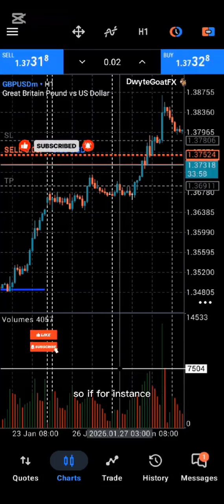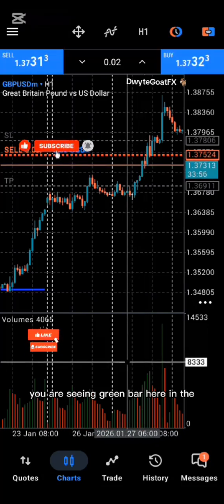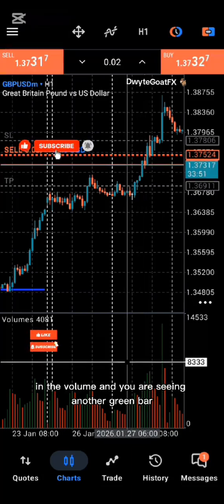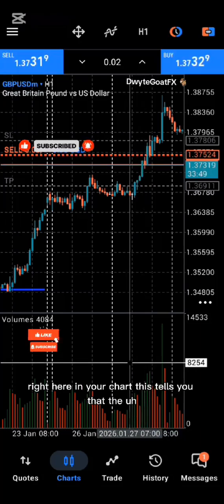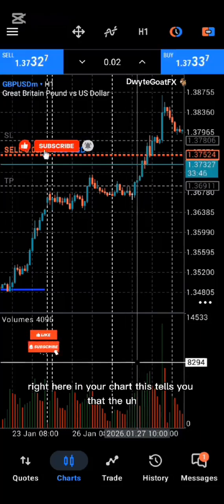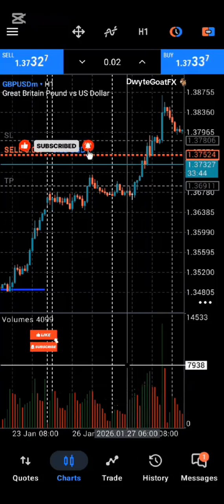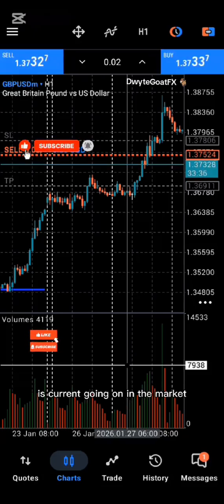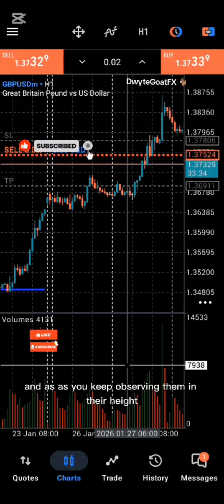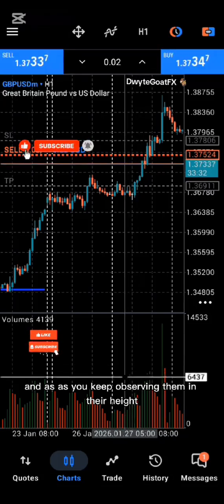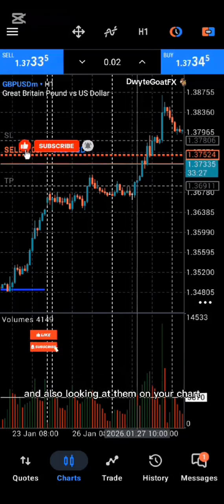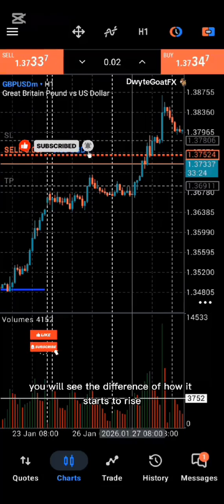So if for instance you are seeing a green bar here in the volume, and you are seeing another green bar right here in your chart, this tells you that the participation of both buyer and the seller is what is currently going on in the market. And as you keep observing them in their height and also looking at them on your chart, you see the difference of how it starts to rise.